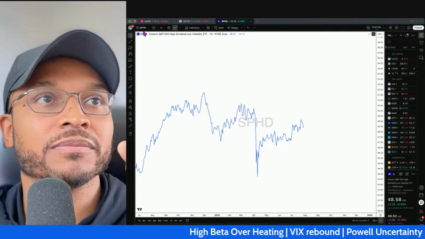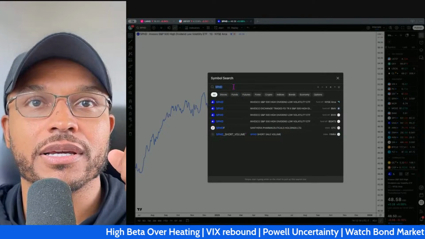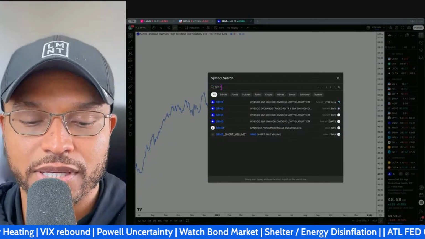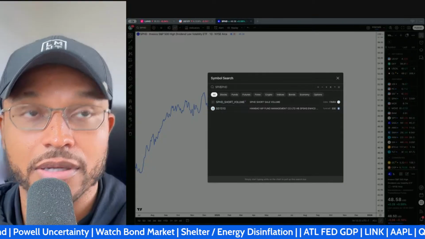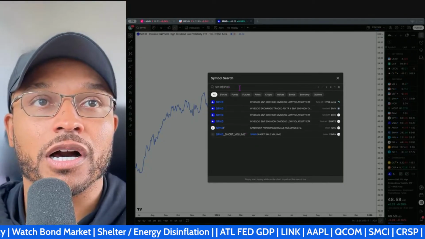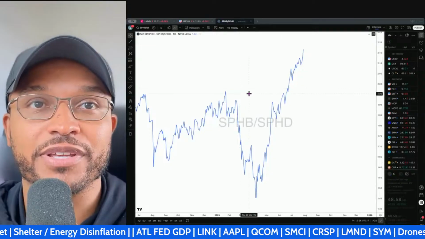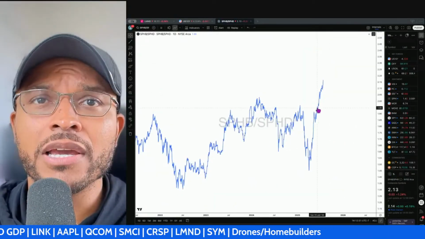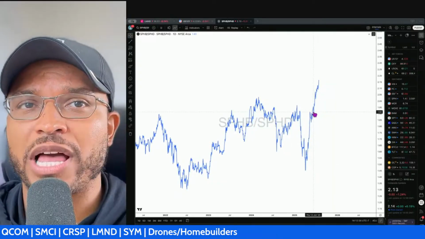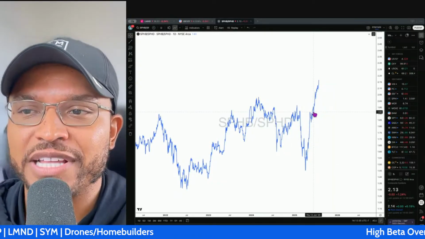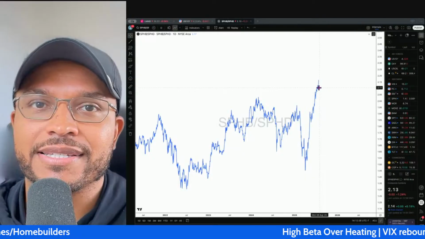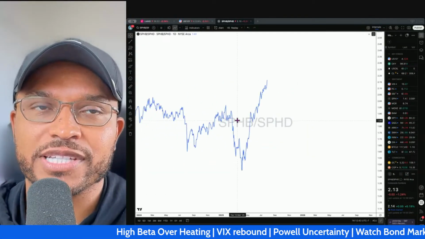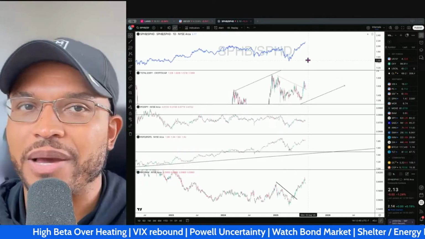Yo, what the heck happened here? This is wrong. Let me change this. This should be SP high beta over low beta. So offense versus defense. It should be that. Okay, there we go. So that's what this is, high beta stocks relative to defensive stocks, low beta stocks. And it's overbought. We need to put that on an RSI to see where it's at, but it's up there. So we're in a bull market.